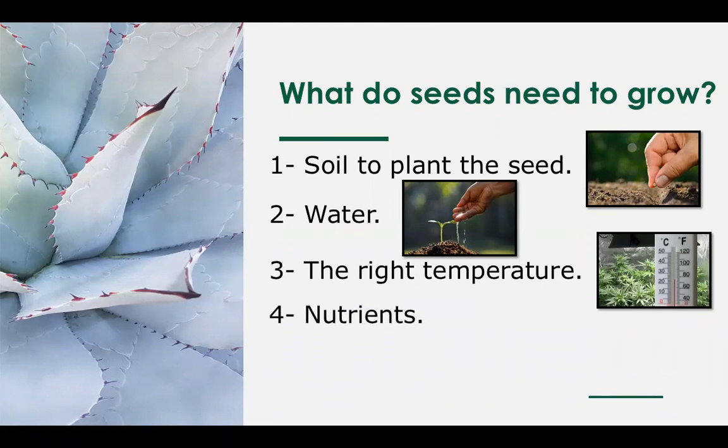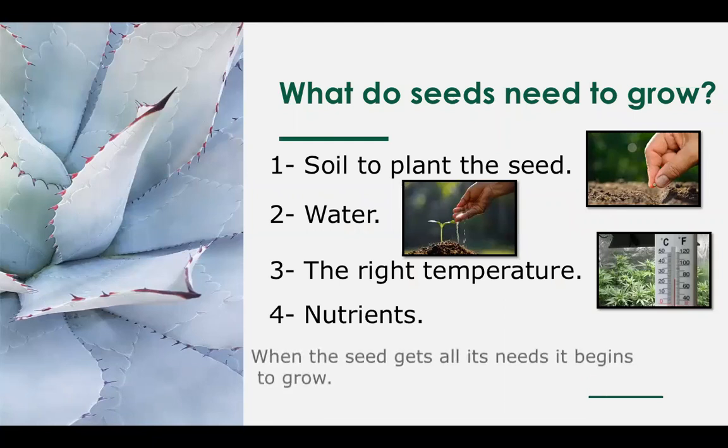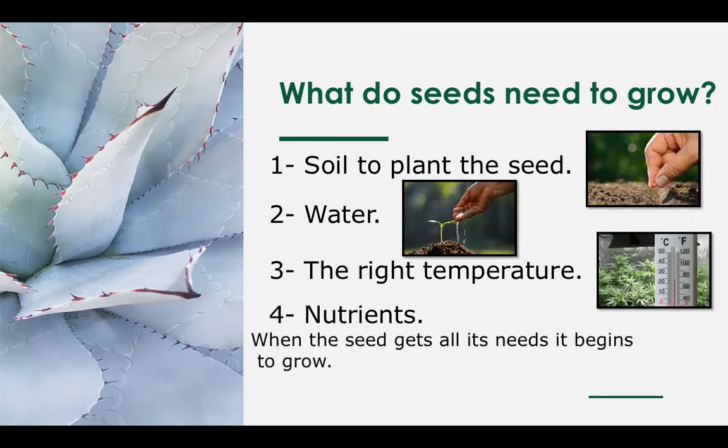Also, the seeds need nutrients. As you remember, nutrients are very important for plants to grow and stay healthy. So these four needs are very important for the seeds so they can grow. If one of these needs does not exist, the seed is not going to grow. So when the seed gets all its needs, it begins to grow. It can wait for months or years until conditions are right.